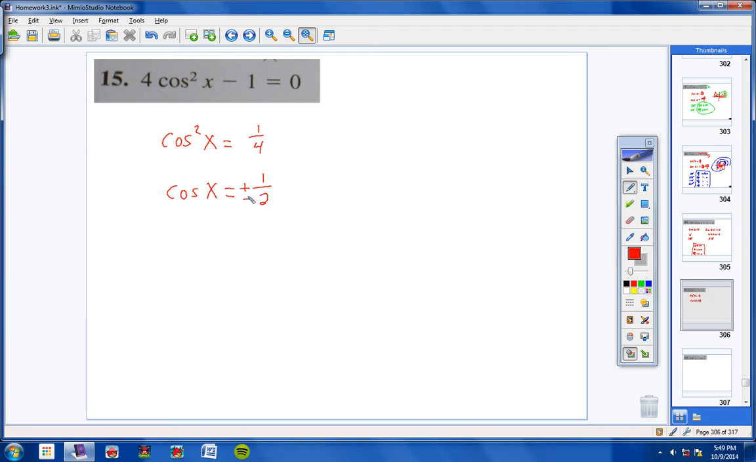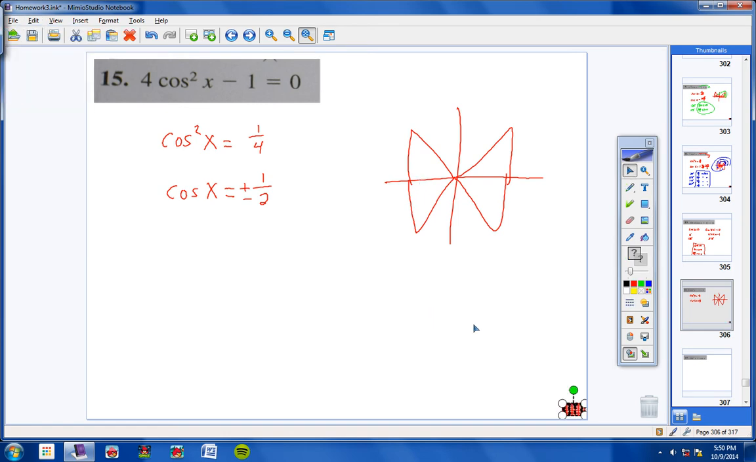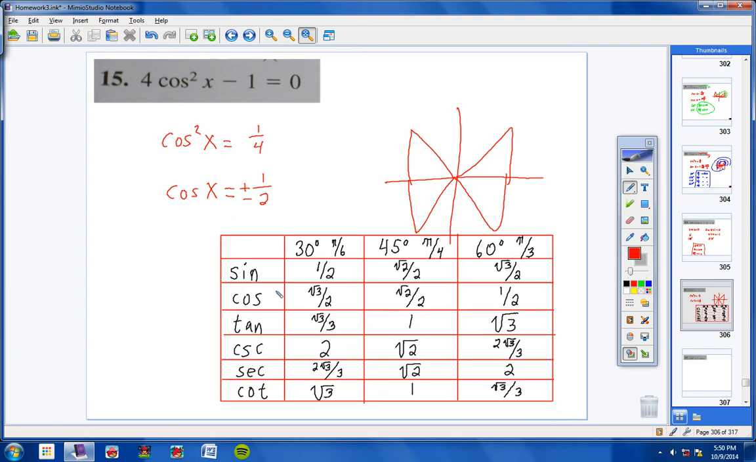Now students, as soon as you see the plus minus right here, you should realize right away we're looking at all 4 quadrants, because cosine is positive in 2 quadrants and cosine is negative in 2 quadrants. Okay, so we know that we're going to be using all 4 quadrants. Okay, now the question is what angle do I want that when I take the cosine of that angle I get 1/2? Okay, so let's figure it out here. Cosine of 60 is 1/2, so there it is.